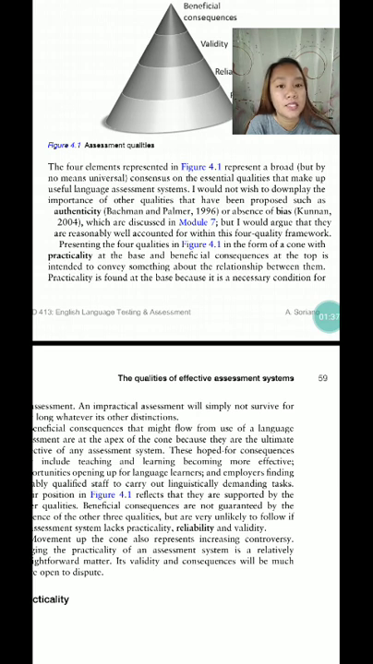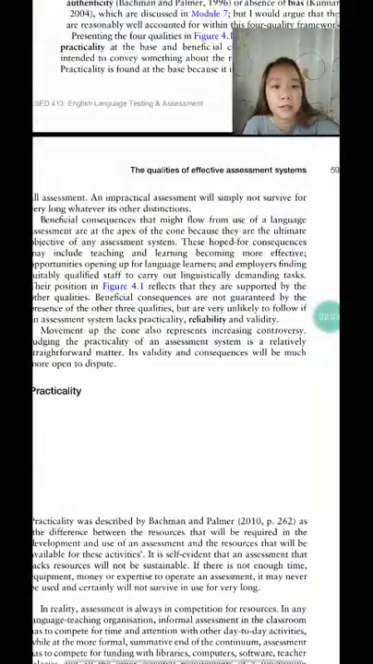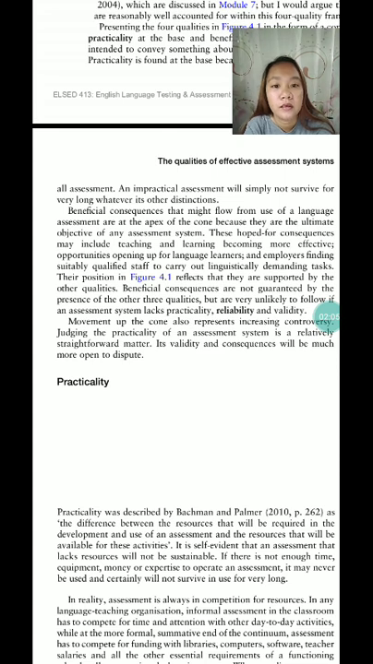Presenting the four qualities in Figure 4.1 in the form of a cone with practicality at the base and beneficial consequences at the top is intended to convey something about the relationship between them. Practicality is found at the base because it is a necessary condition for all assessment. An impractical assessment will simply not survive for very long, whatever its other distinction.